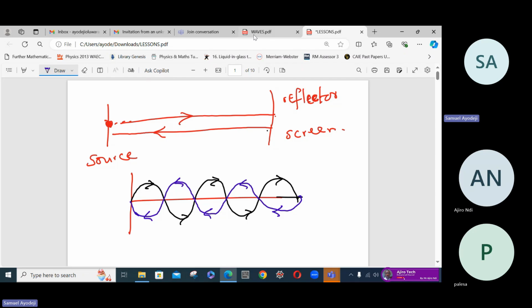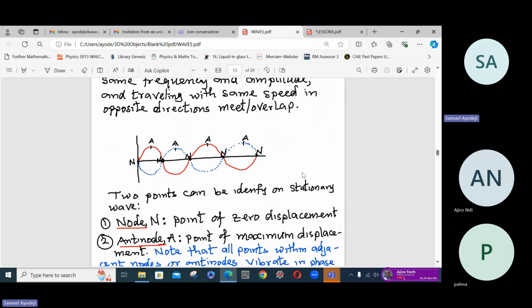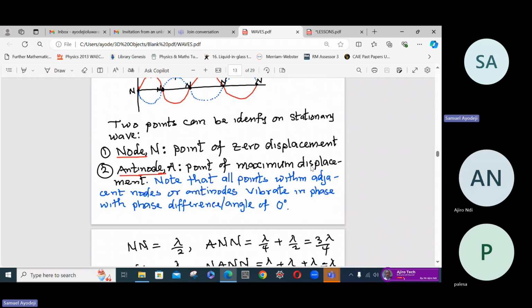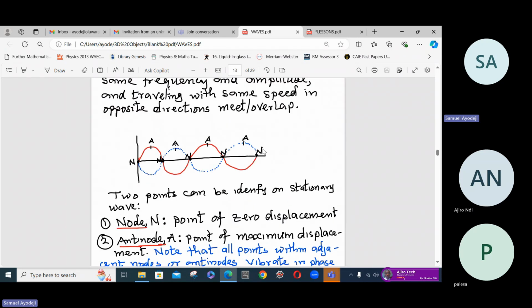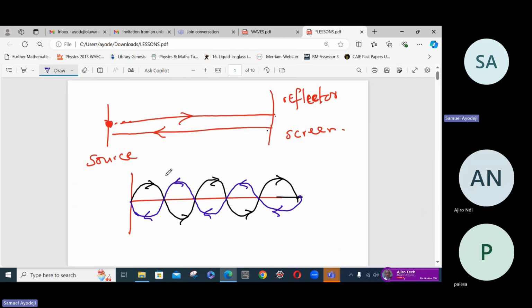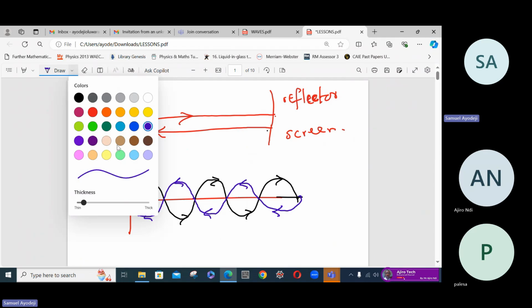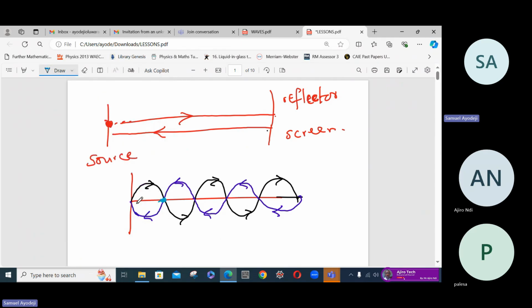Now, when you form this, there are 2 points that can be identified in stationary waves. Number one, node: a point of zero displacement. You can see this is where there is zero displacement, no vibration. At this particular point, the wave does not vibrate, so vibration is at its least. The air molecules vibrate least at this point. These are called nodes, zero displacement.